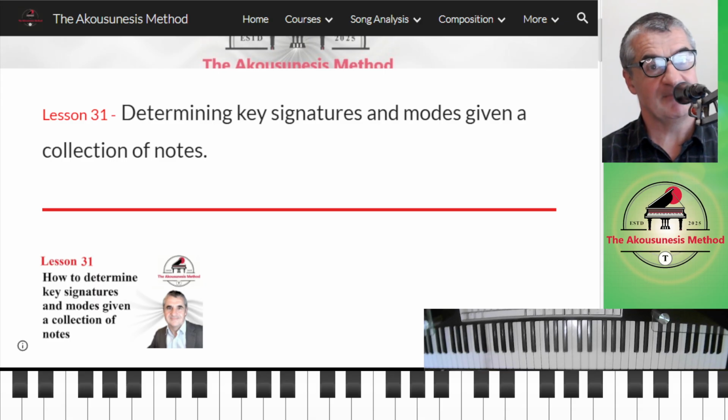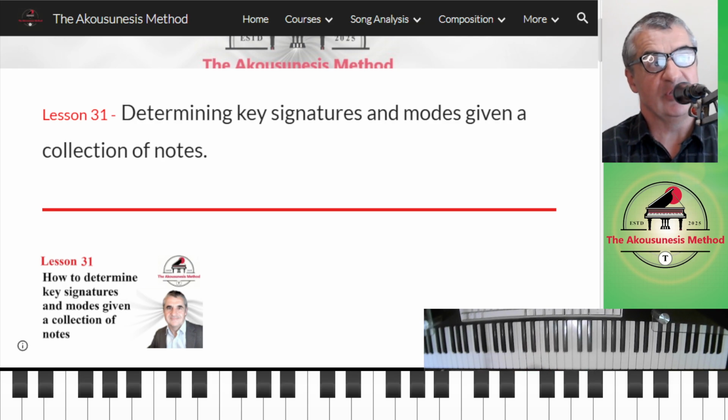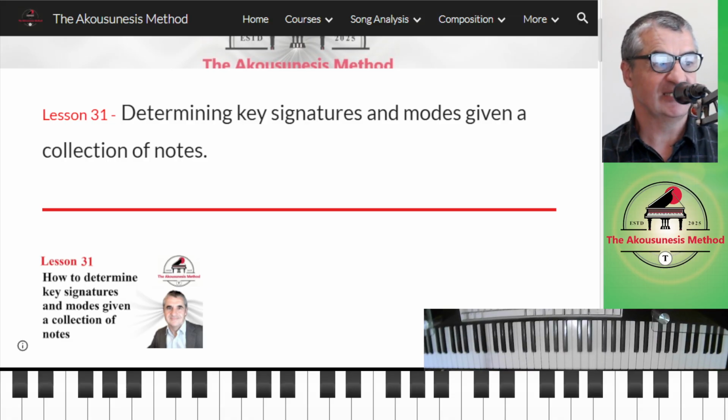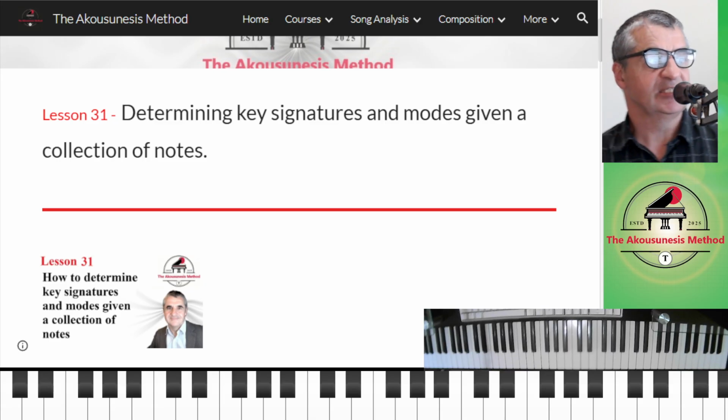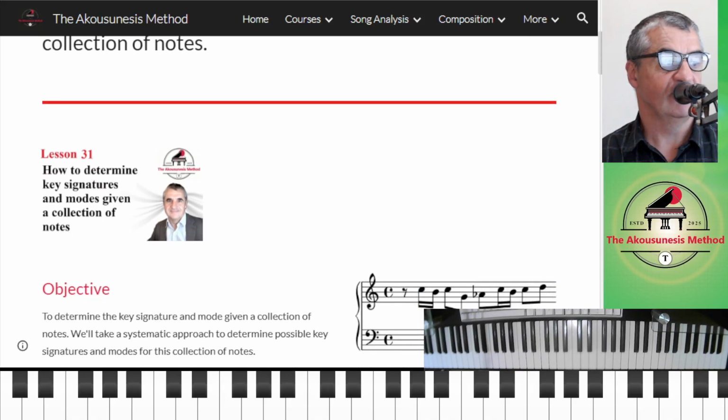So I've made a systematic approach where you can determine what key signature, and there could be several key signatures over a specific pattern. The objective is to find the key signature of the best fit, where it fits in best. And there's the process. I'm going to break it down into steps. So, determining key signatures and modes given a collection of notes. Now, if you've got the key signature and the mode, then you know what chord suggestions you can use. Right? So we're going to have a look at all that.